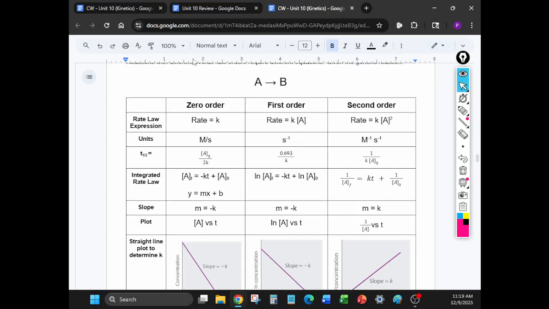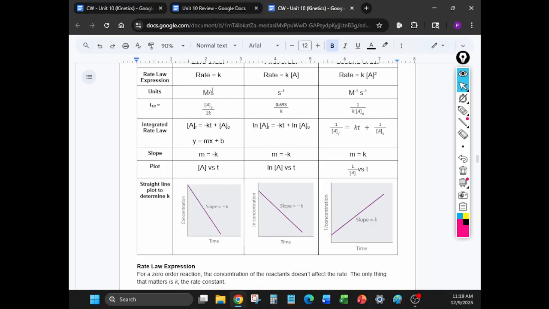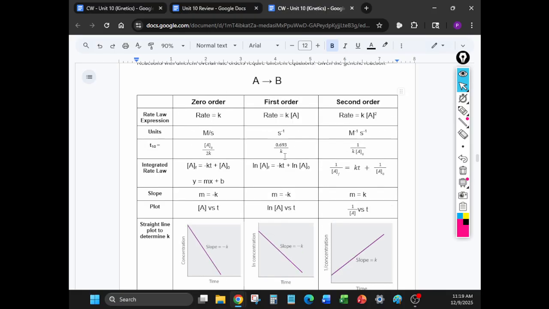And you remember this chart that I showed you guys, right? How different order reactions have different things, right? The rate laws are a little different. The units are different. The half-life formula is different, so on and so forth.